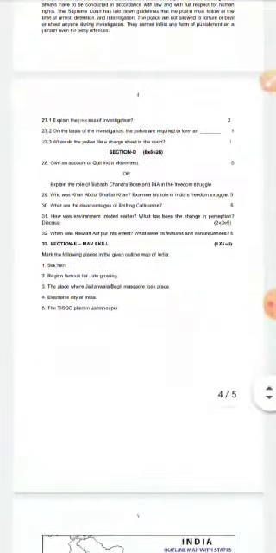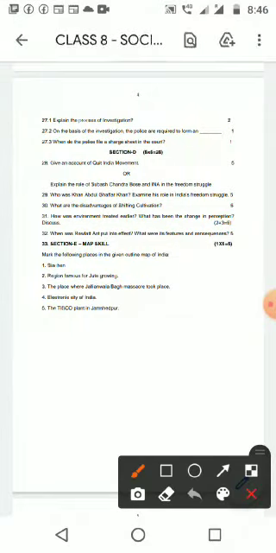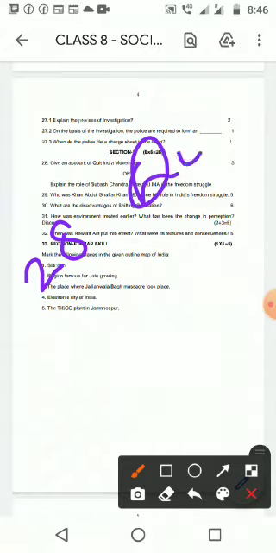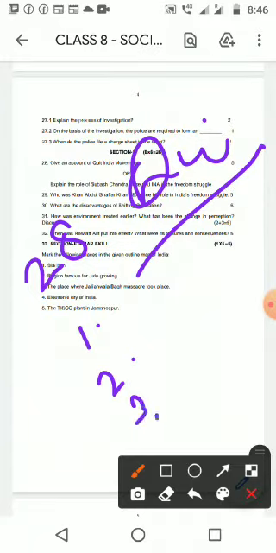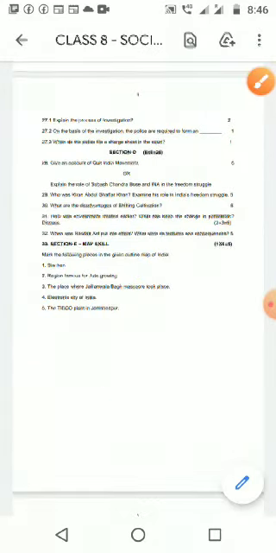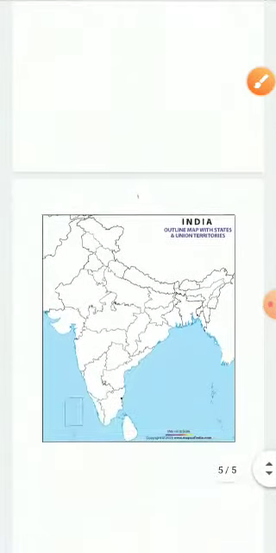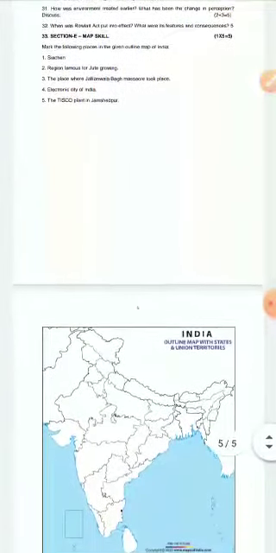Then question D, again, give an account of the Quit India movement. Then you can write the heading. Question number 28, Quit India movement, that is the heading. Then first point, second point, third point, like that the points come, and you can write the rest of the points. Then the map: you will get a map, and you can draw an outline map, that is better, you can draw it easily.